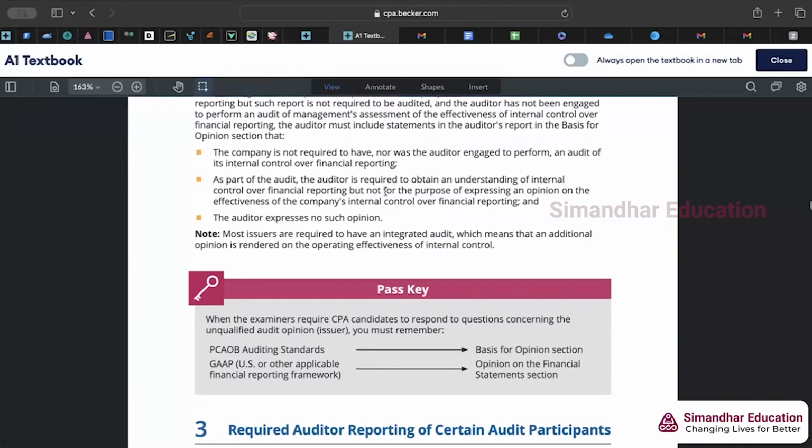When you're giving a modification on a complete set of financial statements, you cannot give a clean opinion on a single financial statement. That means if you're saying your financial statements are not fairly stated or you're disclaiming them, you cannot say the statement of cash flows is unqualified or unmodified.